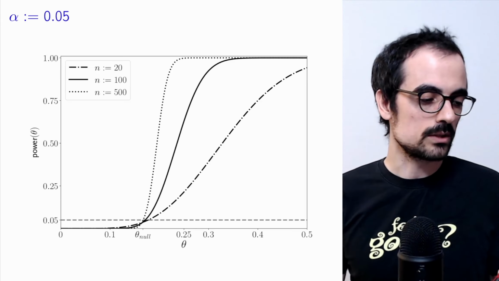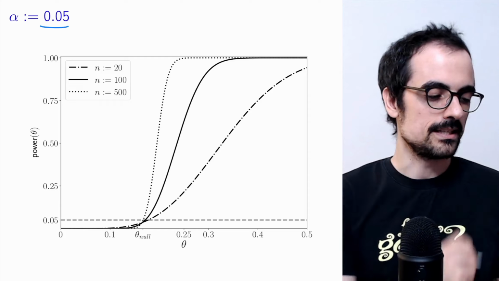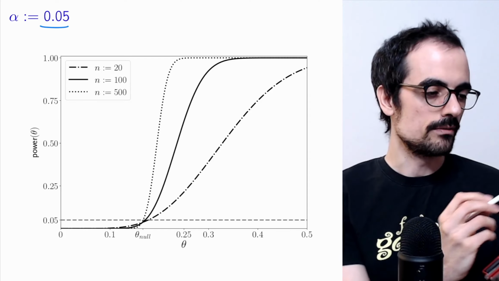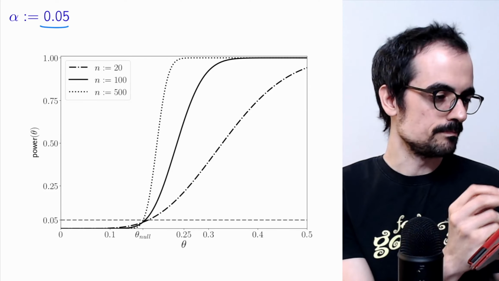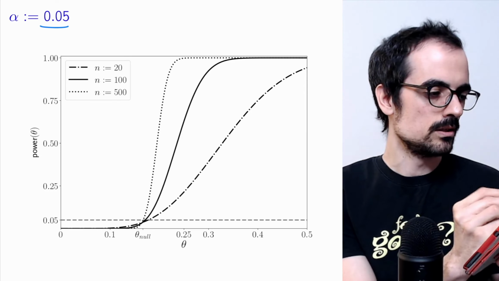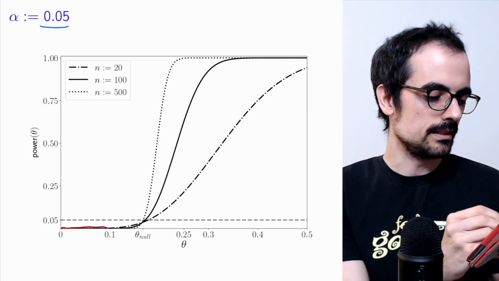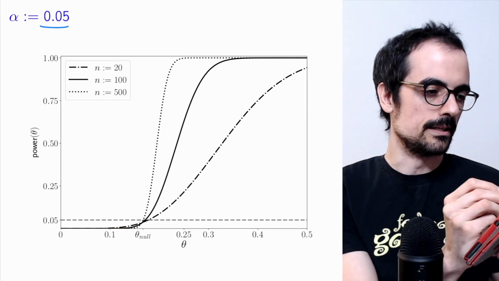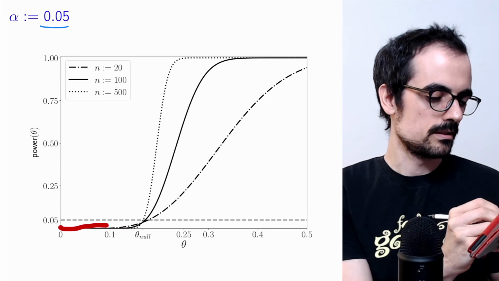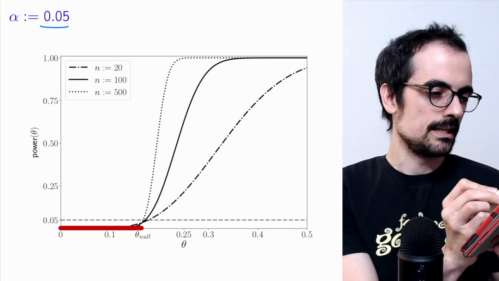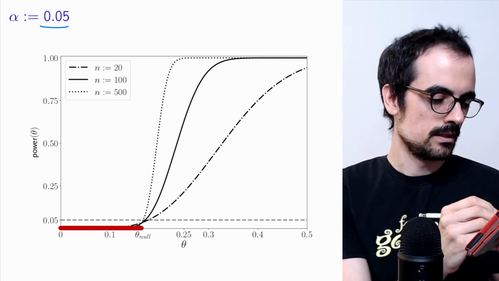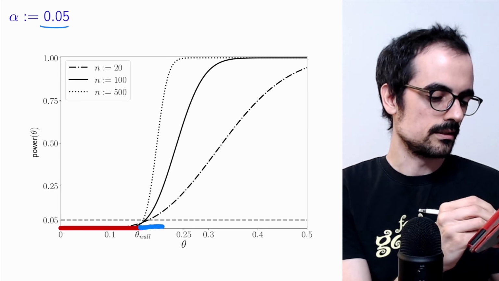So here, let's take a look at what happens if we fix the significance level at 0.05. This is what you see here. Let me quickly remind you that this is the null hypothesis up to here, and this is the alternative hypothesis.